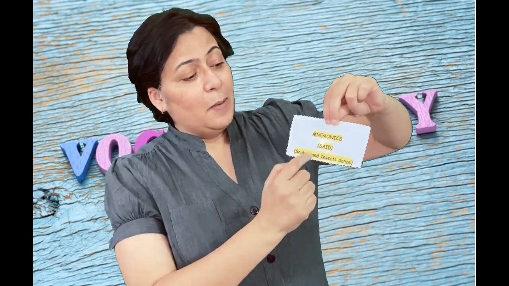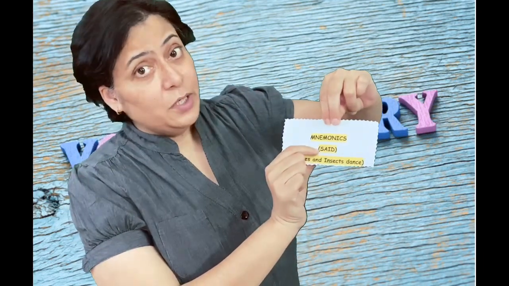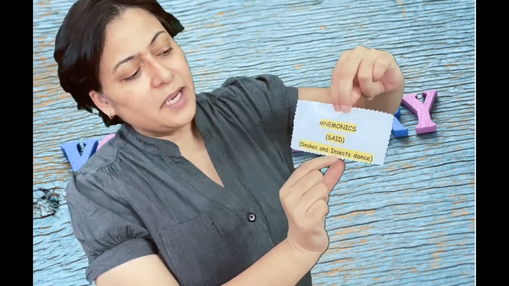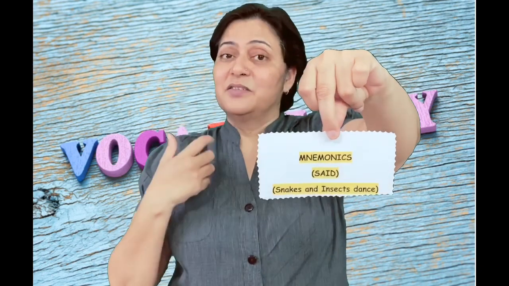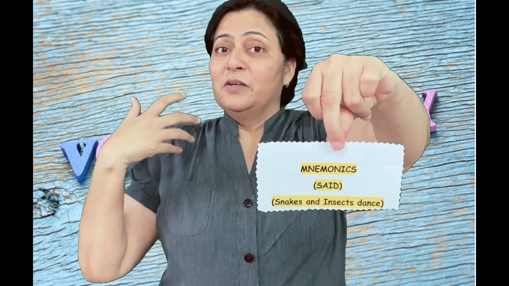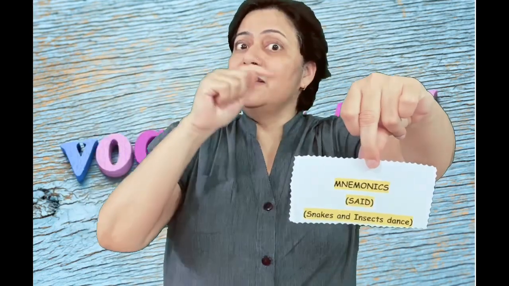Okay, now I came across a new word myself, create mnemonics. What does it mean? I've taken a very simple word, said. It doesn't actually mean this, but what I have done here is I've taken each word separately. For example, for S, I've taken snakes. A, and I, insects. D, dance. I have made a very funny phrase for the word said. Snakes and insects dance. It's easier to remember. Instead of remembering that word, you remember this funny phrase means this.